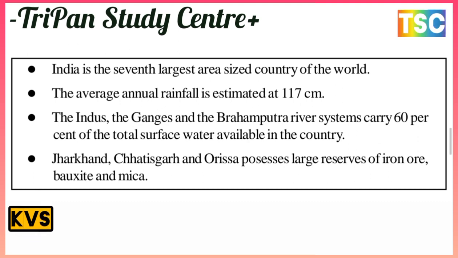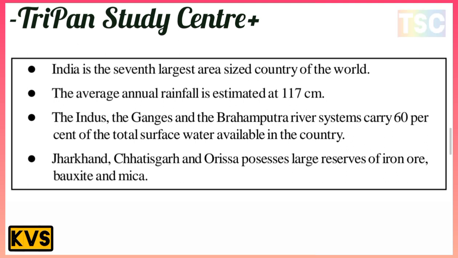The next point is the most important in the box here. India is the seventh largest country of the world by area. Note down in your notebook: the average annual rainfall is estimated at 170 centimeters. The Indus, the Ganga and Brahmaputra river systems carry 60% of the total surface water available in the country. Jharkhand, Chhattisgarh and Odisha possess large reserves of iron ore, bauxite and mica. This is an important point.